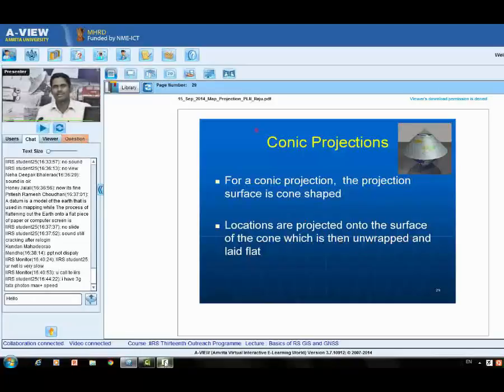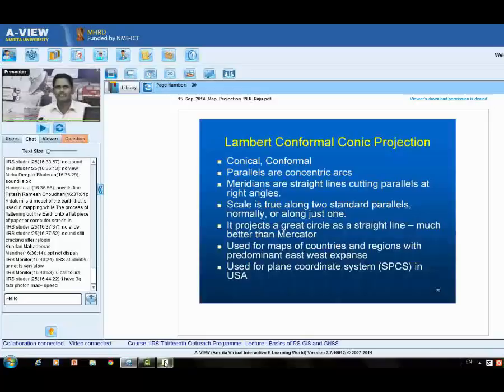And then once you project it, you unwrap it and flatten it, and you bring out these lines of what is there on the earth, latitude and longitude lines. The Lambert conformal conic projection is a conical projection, it is conformal, so the shape is maintained. Parallels, meaning latitudinal lines, are basically concentric circles. Suppose you put a cone like this and then unwrap it, the paper looks like a triangular sheet. So it is near at the polar side, and at the equator side it goes outward. Like that it is.